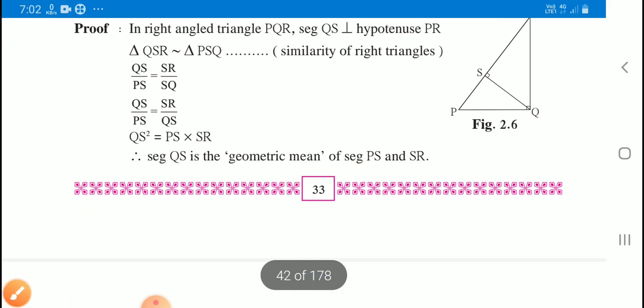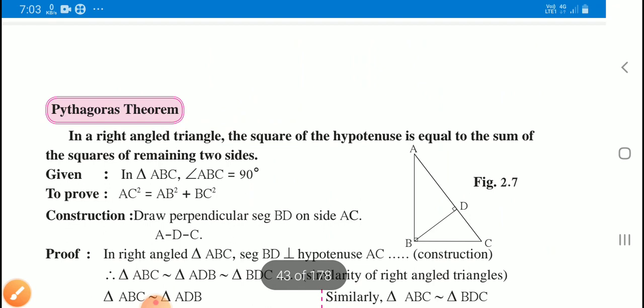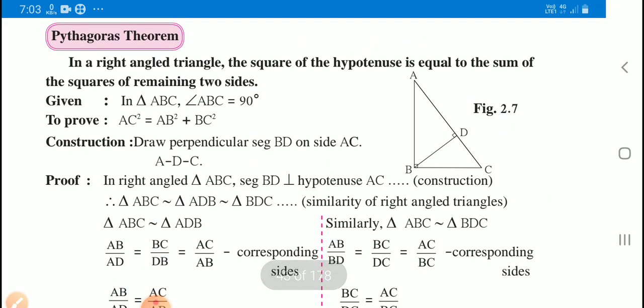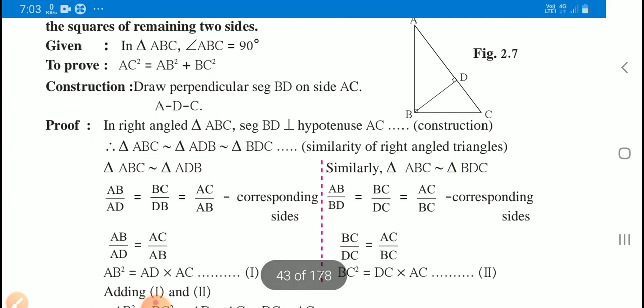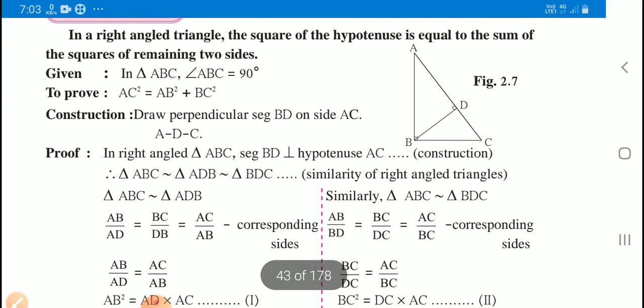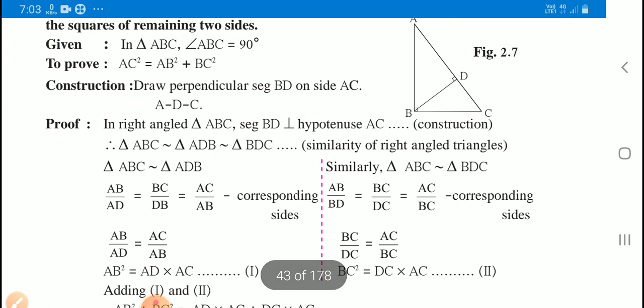Now the Pythagoras theorem, that is the important part. We have to prove this theorem. First of all, we have seen the statement of this theorem: in a right angle triangle, the square of the hypotenuse is equal to the sum of the squares of the remaining two sides. Now what is given? They have given triangle ABC, in which angle ABC is equal to 90 degrees. We have to prove that AC square is equal to AB square plus BC square.